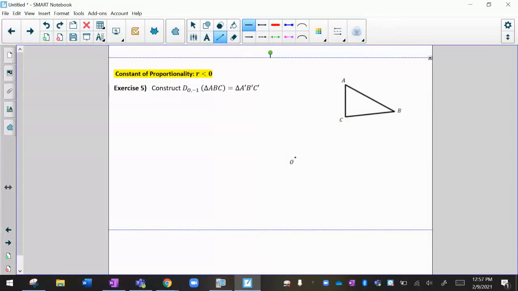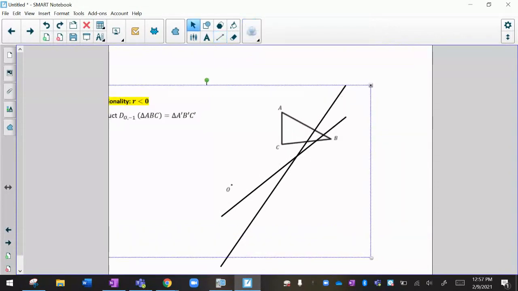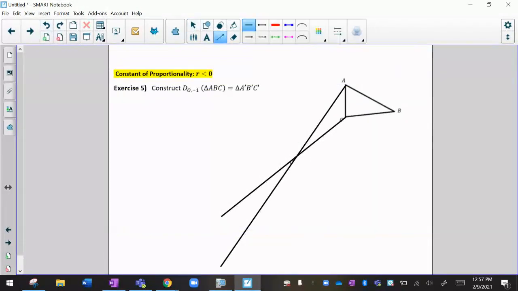So what I'm going to do is I'm going to start at A, go to O, and keep going because I know the new one needs to be on the opposite side of O. So I'm going to connect O and A and keep going, O and C and keep going, and O and B and keep going.